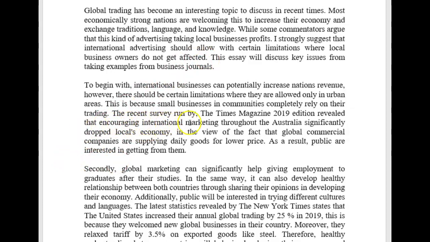Revealed that encouraging international marketing throughout Australia significantly shrank the local economy in view of the fact, without the, that global commercial companies are supplying daily goods at a lower price. As a result, the public is interested in buying from them or shopping with them, but not getting from them. So we're dealing with some awkward vocabulary here. The rest of it is okay. We'll talk a little bit more about it.